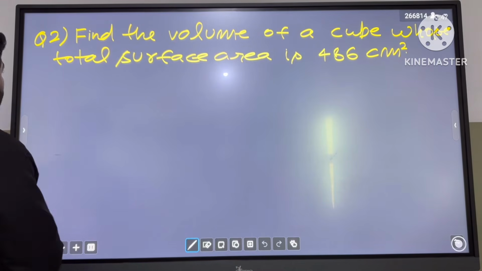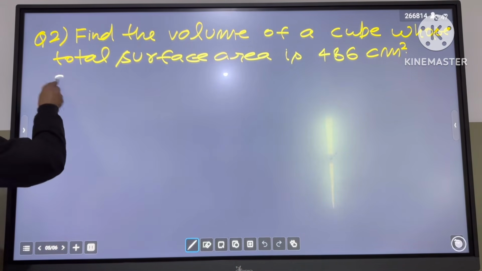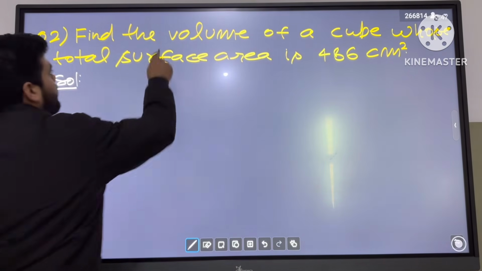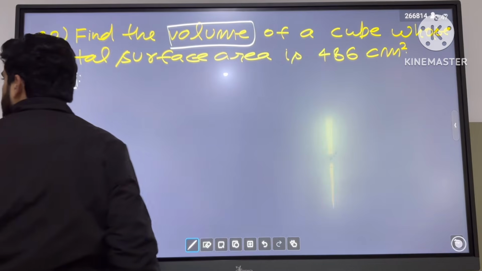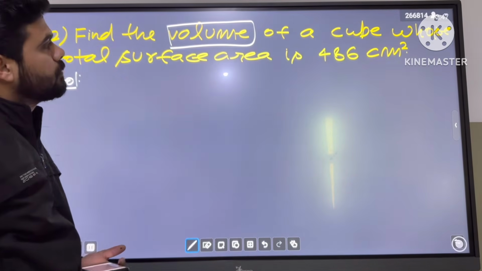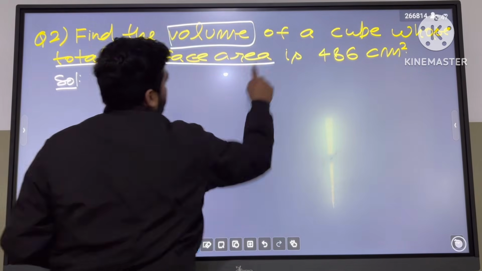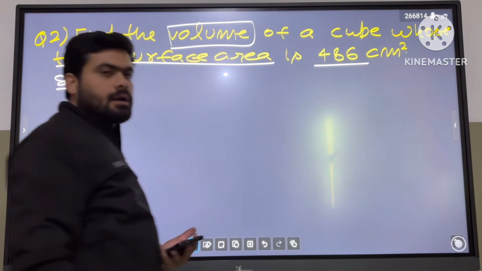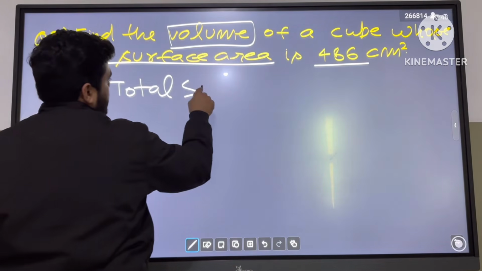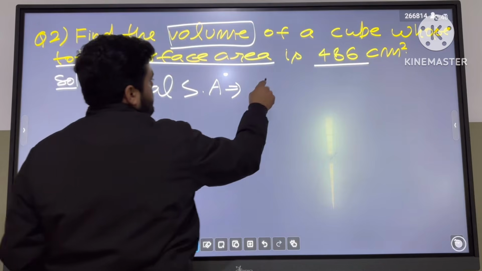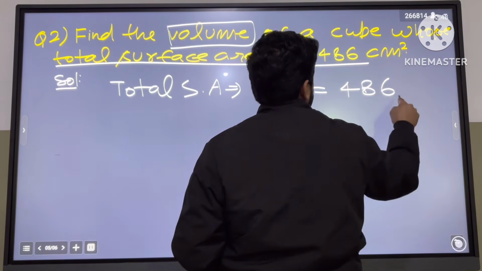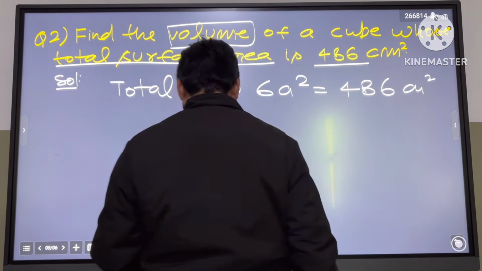Next question, question number 2. Find the volume. These are tricky questions of cube. Find the volume of the cube whose total surface area is given as 486. So total surface area of the cube is 6a square, which is equal to 486 centimeter square.